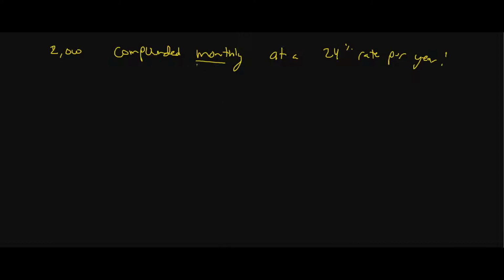Let's say we deposit, my friends, $2,000 into a bank that is compounded monthly at, let's say, a 24% rate per year. Okay, so now monthly, right? Instead of 4 times in a year, well, what is monthly? How many months in a year? Well, there's 12. So this tells me that this is 12.